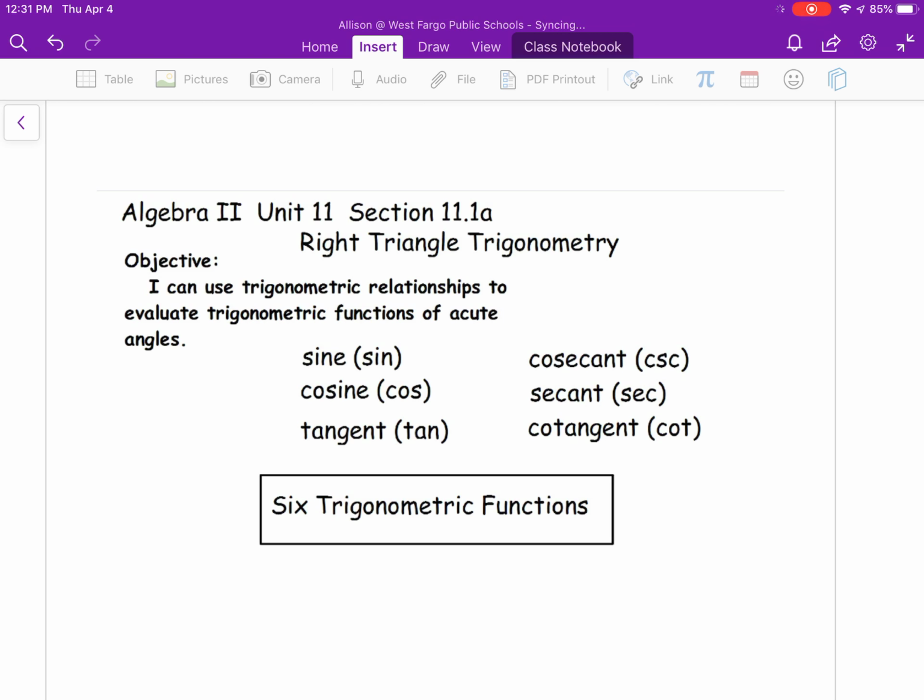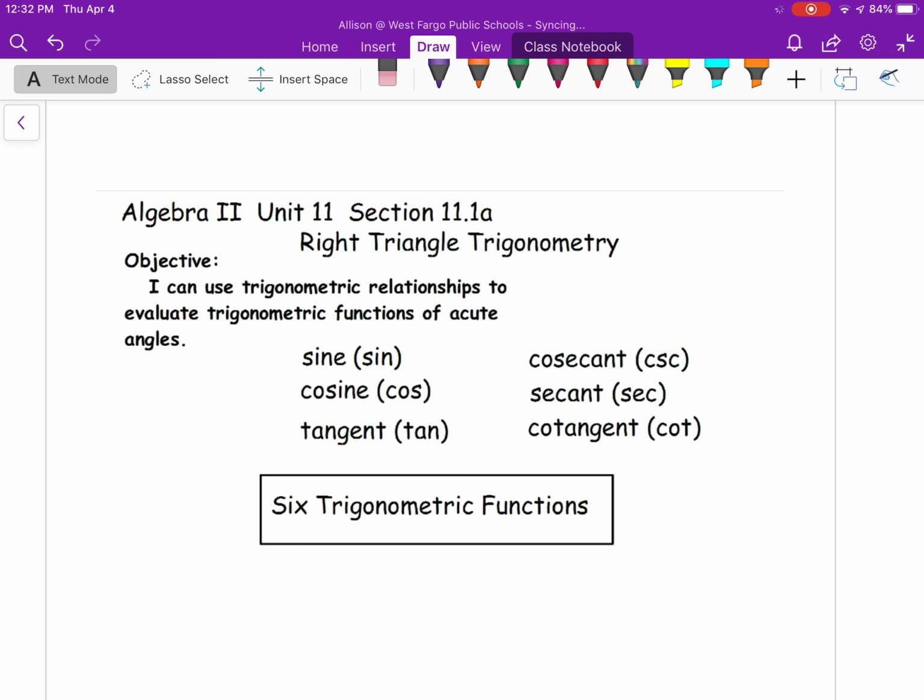We're going to start out Unit 11, Section 11.1a with some right triangle trigonometry. Our objective for this lesson is that we can use trigonometry relationships to evaluate trigonometric functions of acute angles. So we have our standard ones that you might remember from geometry, sine, cosine, and tangent here. And then these ones might be new. These are our reciprocal functions, cosecant, secant, and cotangent. So we're going to review the 6 trig functions, and we'll also review how to evaluate them.